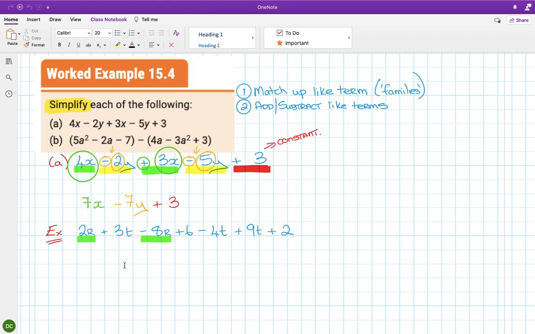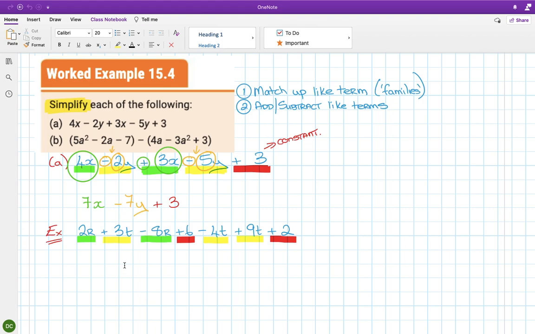The next one then is a T family. Do I have any more? I do. There's the T. Actually, I have a third one. They're all part of the T family. And then I have a 6 here, which has no letter, so it's a constant. And I actually have another one this time. Okay, so once again, I have 3 families, which I have kind of color coded.